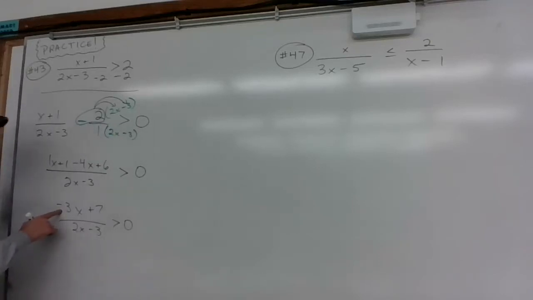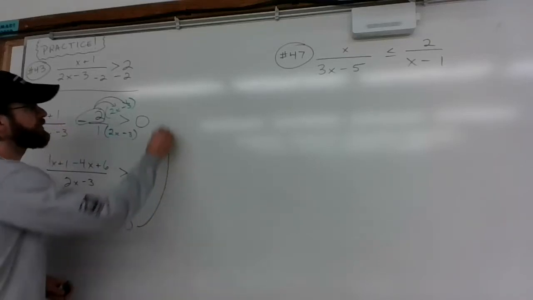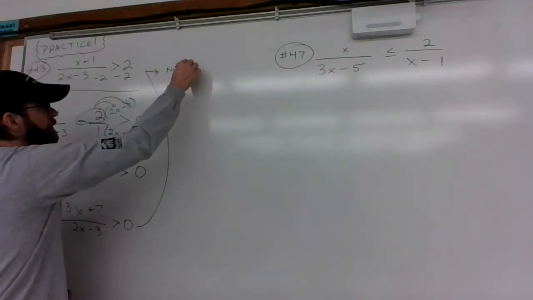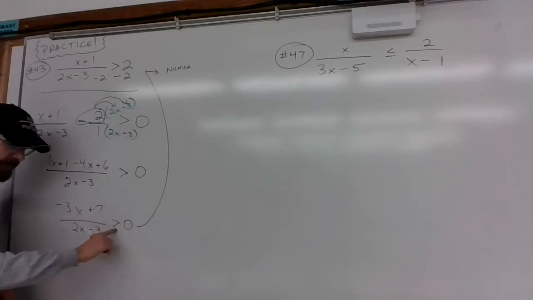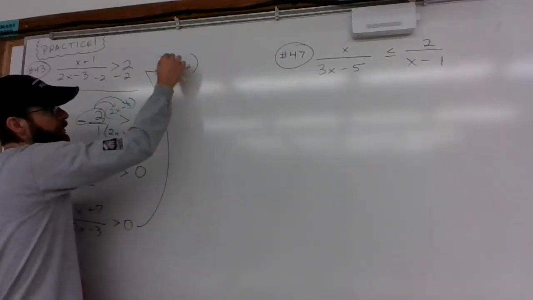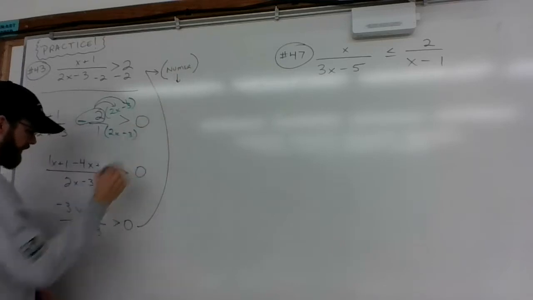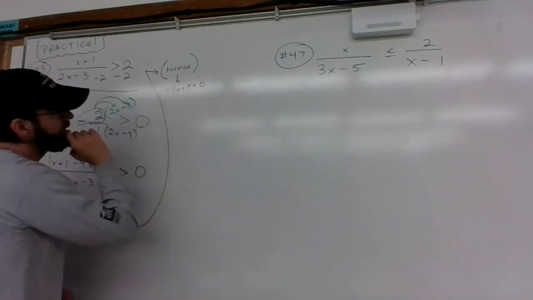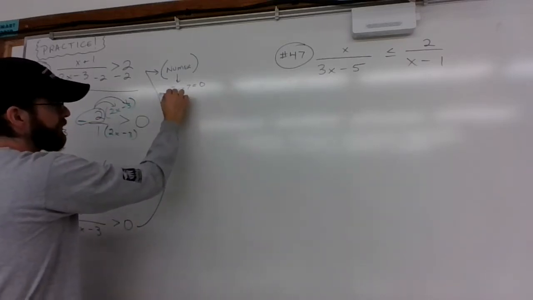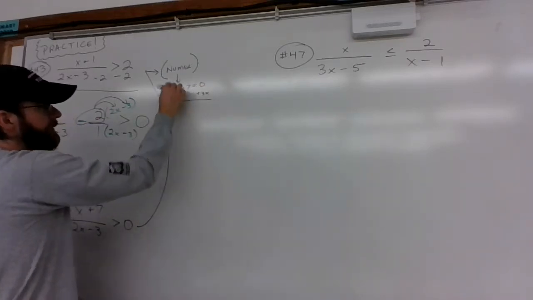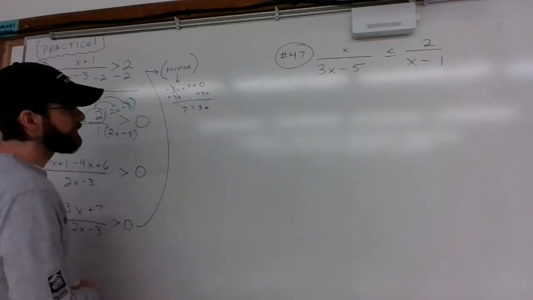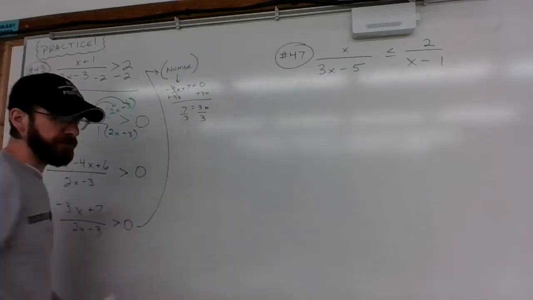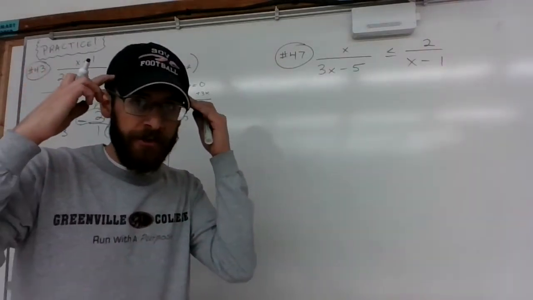You want a critical number for the numerator, so I'll just start up here. So the numerator critical number, it has a greater than, so we're going to keep parentheses with it. You take negative 3x plus 7, you set it equal to 0. I can add 3x to get rid of this negative, and then divide by 3. So this is 7/3. Keep in mind that it's 2 1/3.